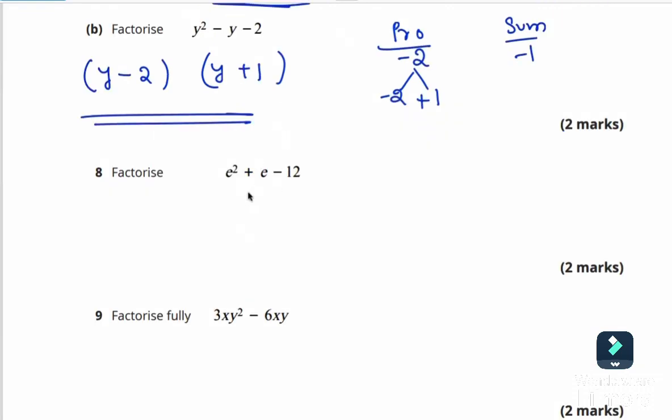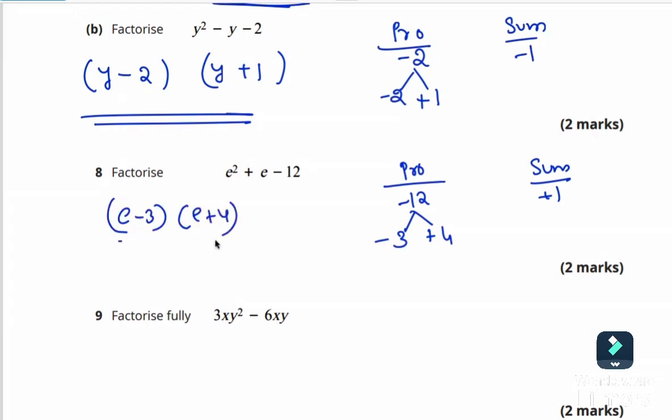e square plus e minus 12. So write down your product as minus 12 and my sum is going to be positive 1. So if you expand this, 3 4s are 12. So I'm going to subtract the numbers now. You can see it leads to 1. So plus 4 and negative 3. Therefore, e minus 3 and e plus 4.